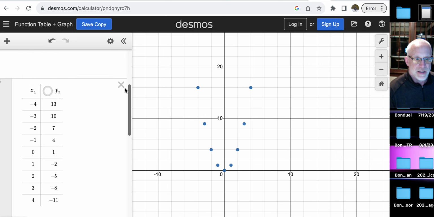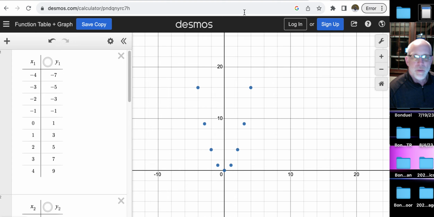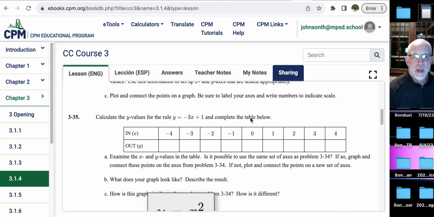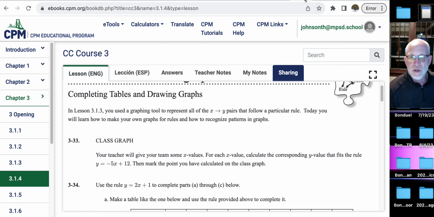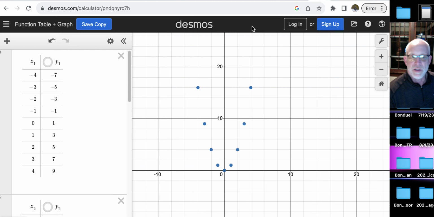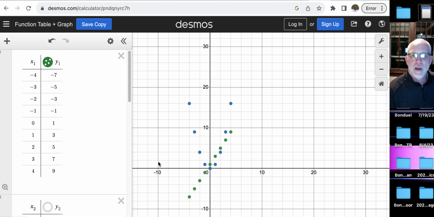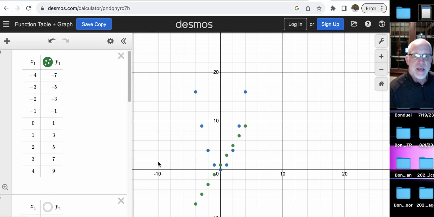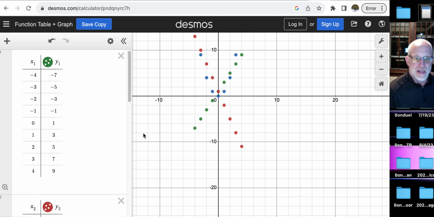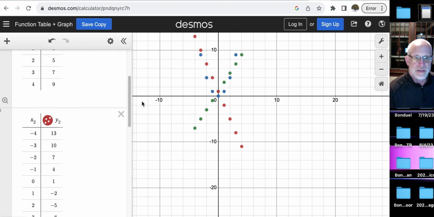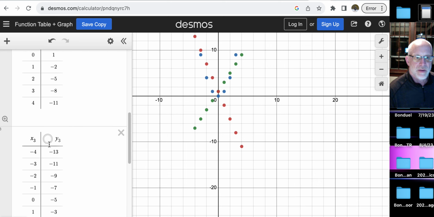And this is the very first one, which was 2x plus 1, double plus 1. Double plus 1 is up here. You see that in green. And then the next one was negative 3x plus 1. Right there. That one went down instead of up. And then the last one was 2x minus 5. Right there. So that's kind of cool.